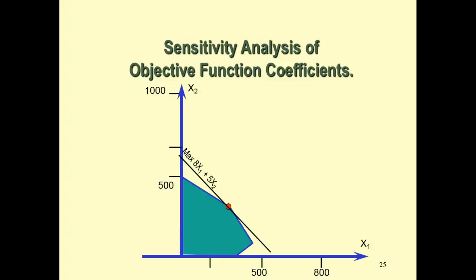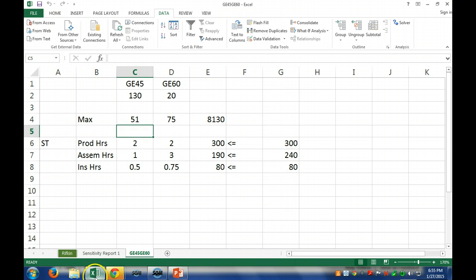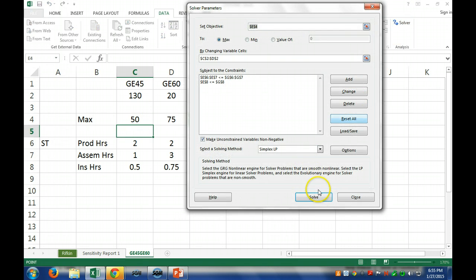So I want you guys to help me look at the range of optimality. I'm going to take that back to 50 and resolve just so we can reset things.